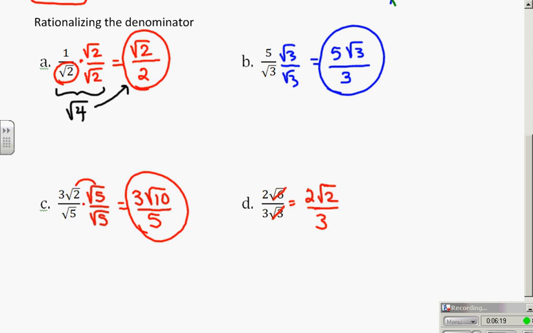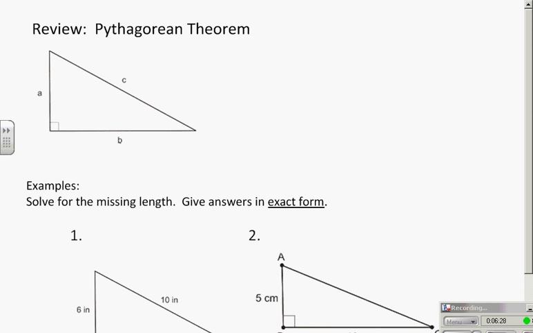And when I do that cancel, it leaves 2 radical 2 because I canceled the 3 over 3, and my problem is done. Those problems all represent a quick review of skills that we practiced before break in the last unit.